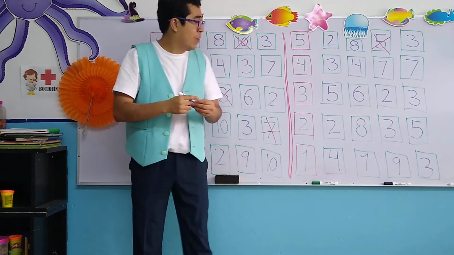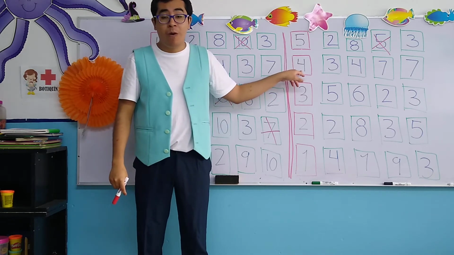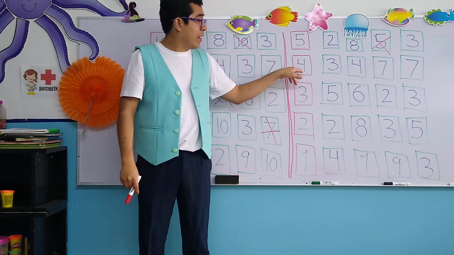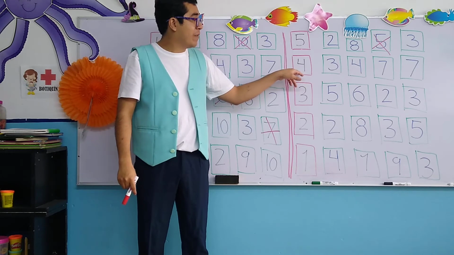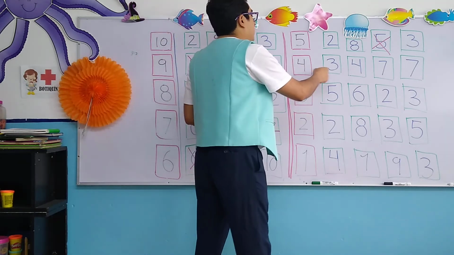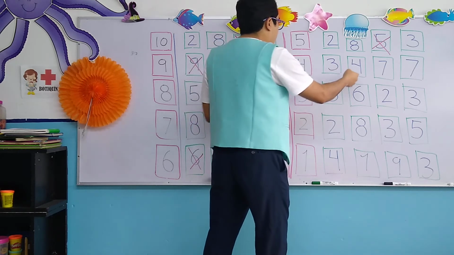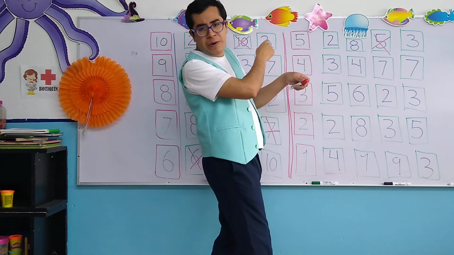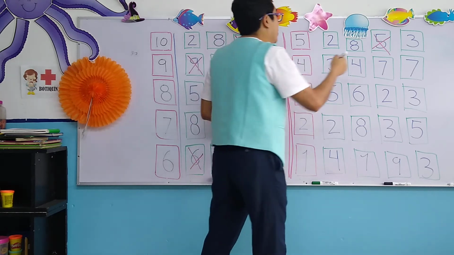Let's continue. Under, we have a 4. Inside the square color red, we have number 4. Let's find the pair. It's a 3. It's a 4. Is it the same number? Yes, it is. So let's mark it.